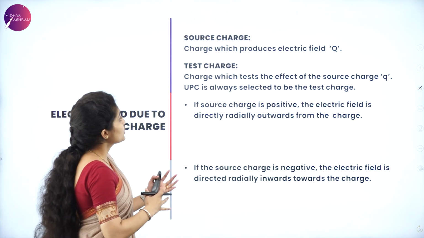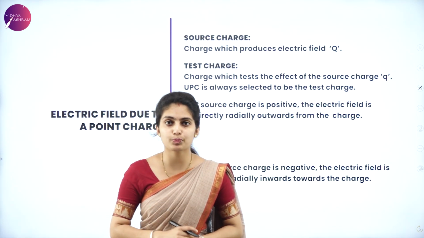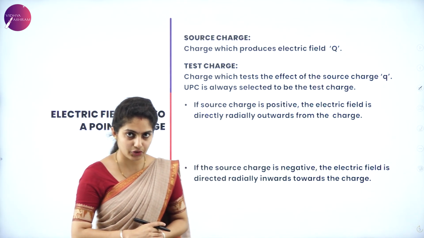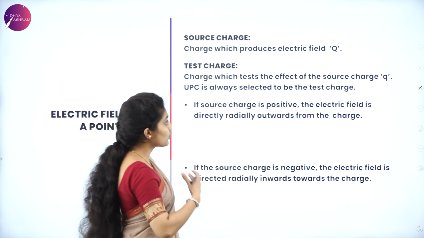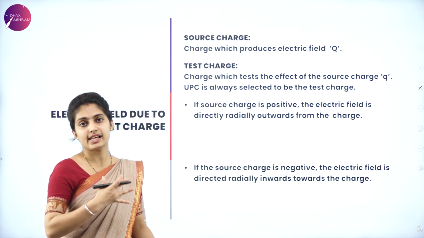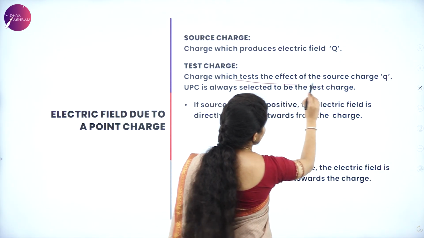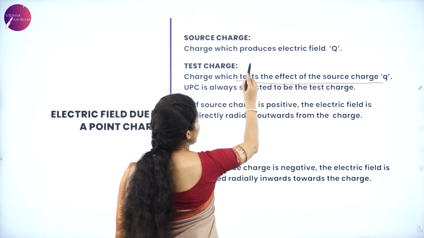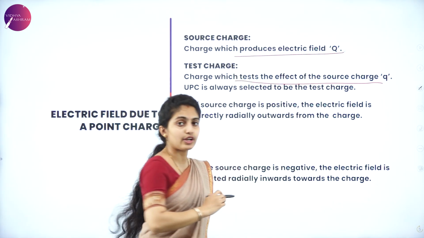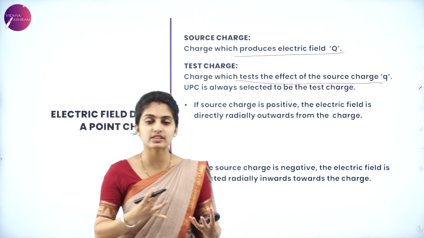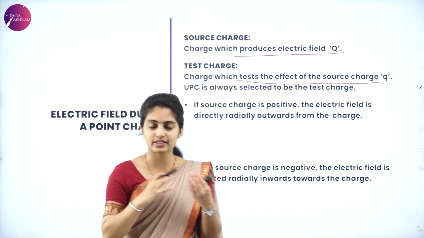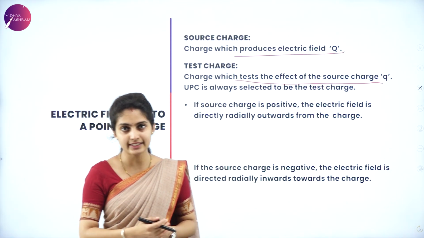The source charge is the one which produces the electric field, that is Q, and the test charge is the one which experiences the electric field produced by the source charge. It tests the effect of the source charge. Whatever the source charge produces is tested by the test charge. That is the relation between the source charge and the test charge.